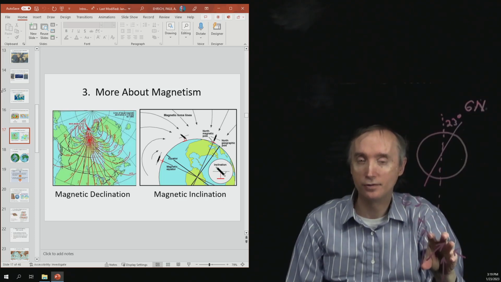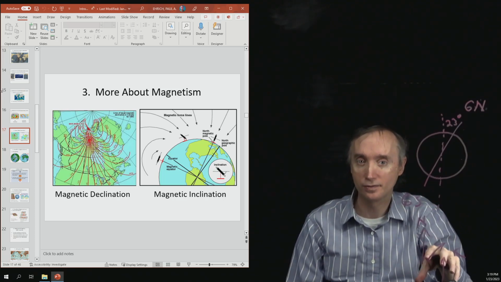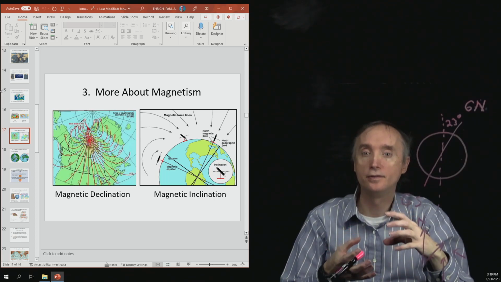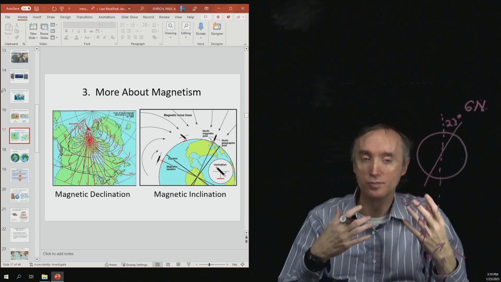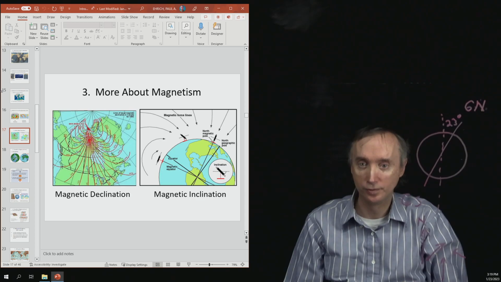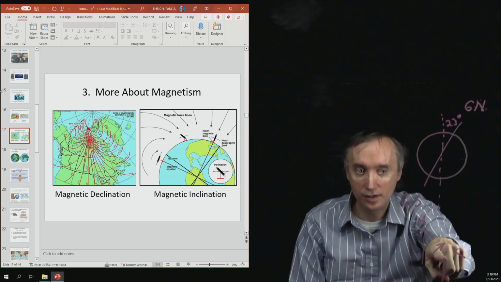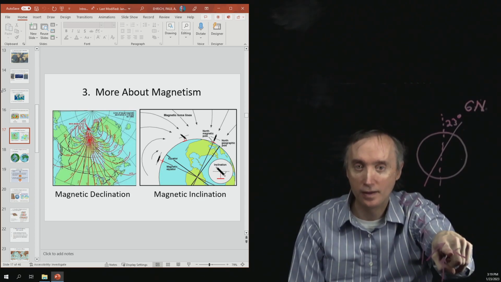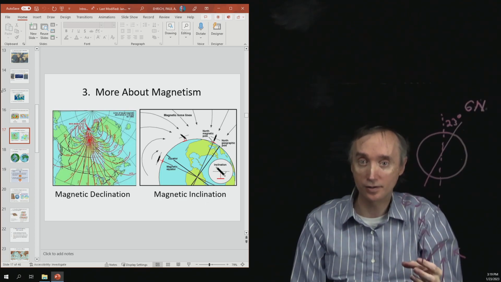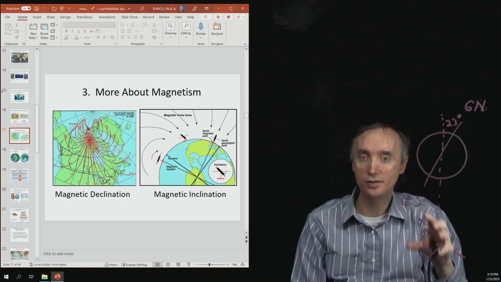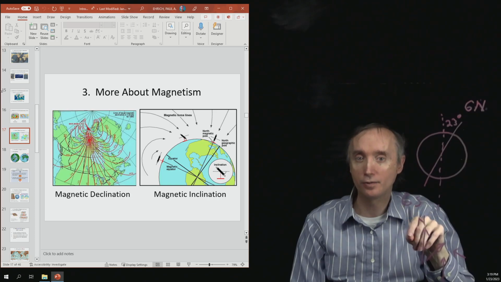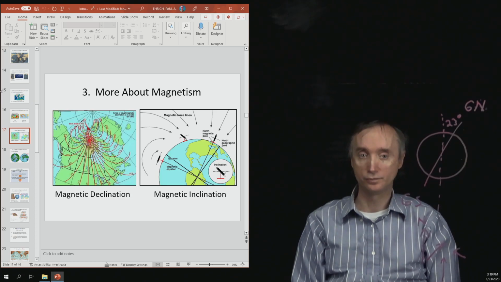It turns out that if there are rocks that are molten, as molten rocks exist today, they would have minerals in them that would point in these directions. Then when those minerals solidify in those rocks, the rocks give you a history as to where the magnetic pole was at that time.